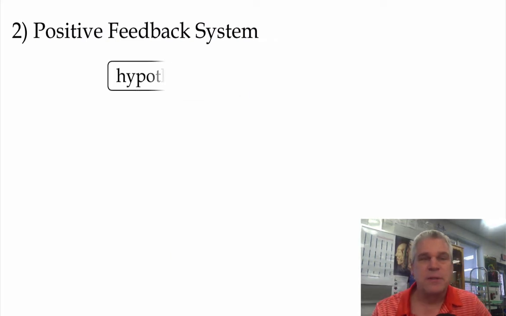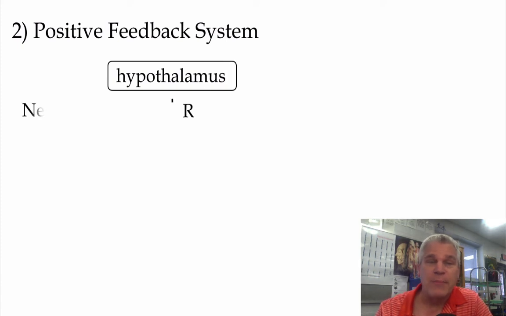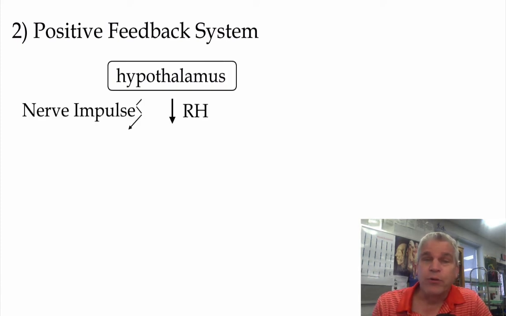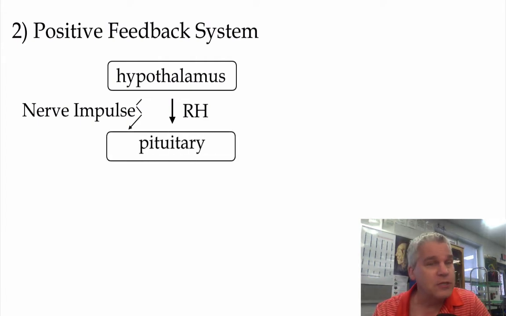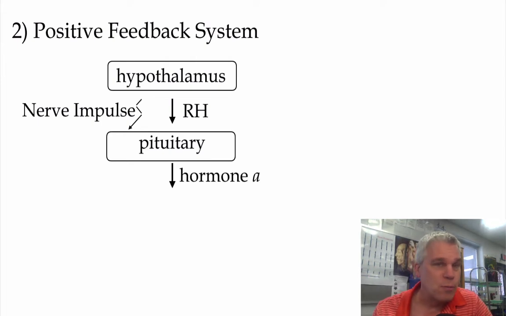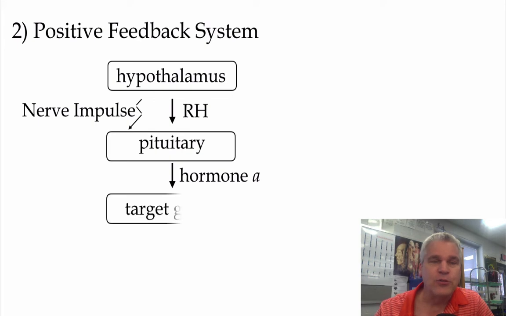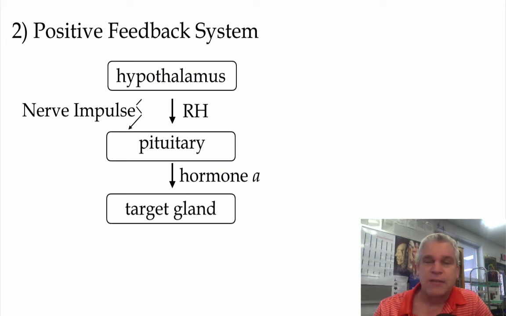There's certainly a lot of similarities. So, for instance, we start with the hypothalamus, and that will produce a releasing hormone, or actually sometimes could just be a quick nerve impulse that goes to the pituitary gland. The pituitary gland then produces a hormone. Let's call this one hormone A. And this goes to a target gland that is then going to cause the production of another hormone. Let's call it hormone B.